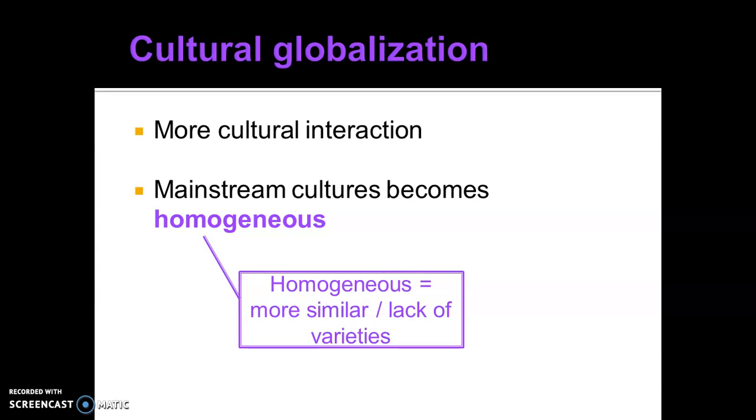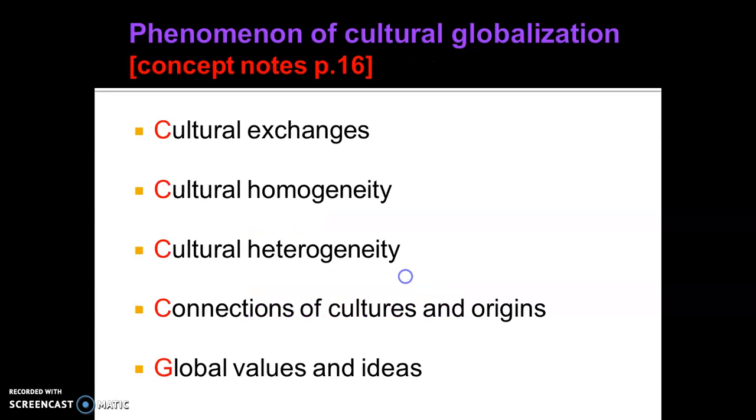Okay, so if you have your concept notes, turn to page 16. Okay, my flow will be following the order in that notes. So what are the phenomena of cultural globalizations? 5 phenomena: cultural exchange, cultural homogeneity, cultural heterogeneities, connections of cultures and origins, global values and ideas.